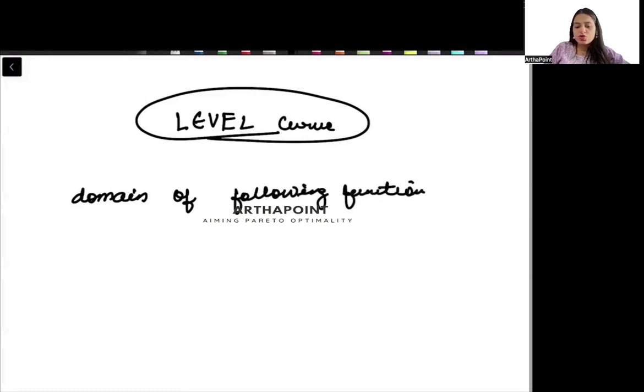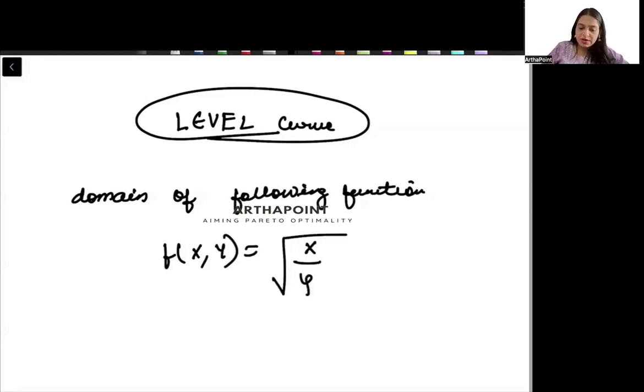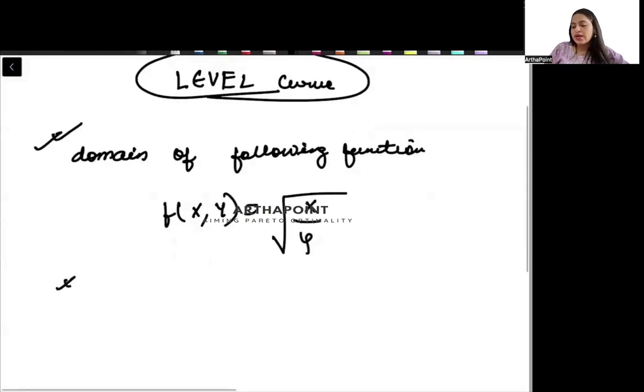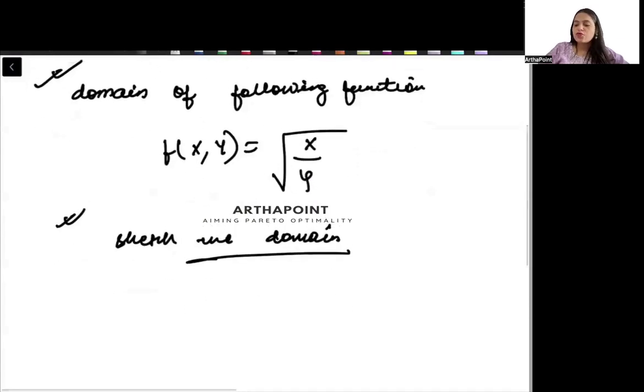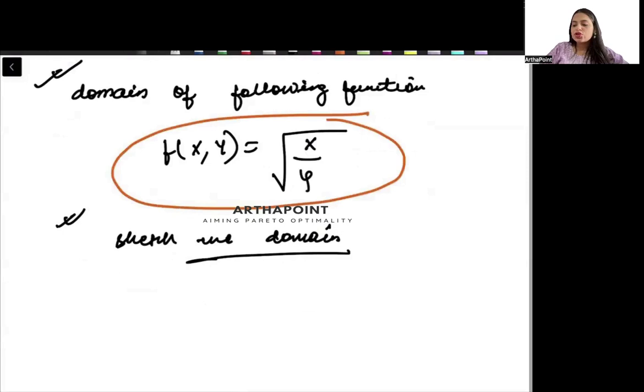The function given to you is f(x,y) is equal to the square root of x by y. Just the domain, beta. And you have to also try to sketch the domain. Let us try to solve this kind of question. So see first of all that my function is in p by q form, right? The function is in p by q form.